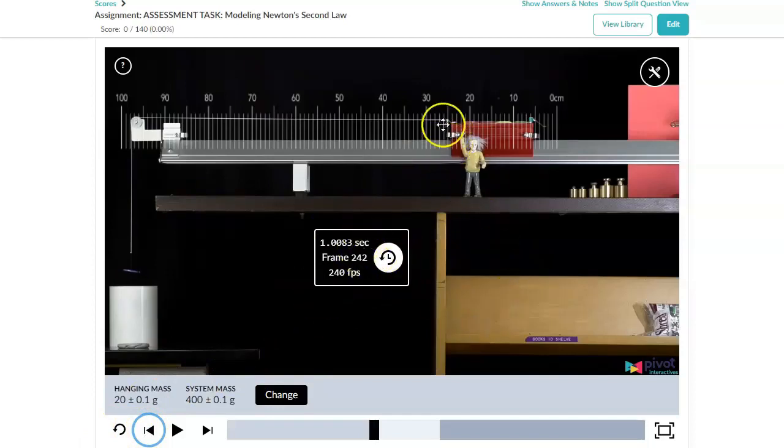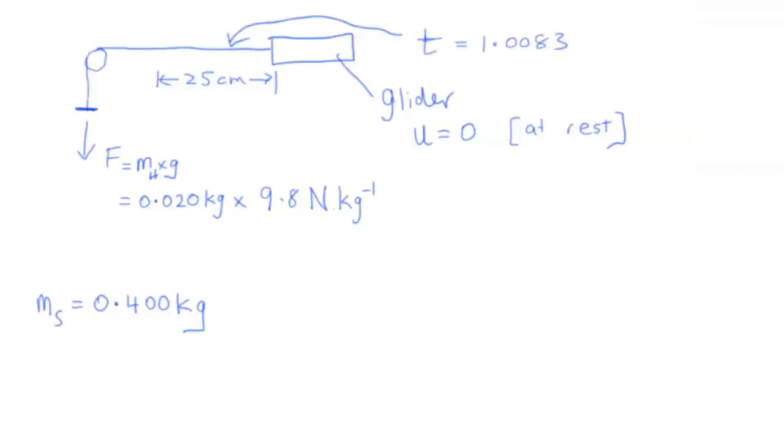Okay, so it's covering 25 centimeters in 1.0083 seconds. Okay, so how are we going to use that data? Okay, so I've just done a quick sketch.